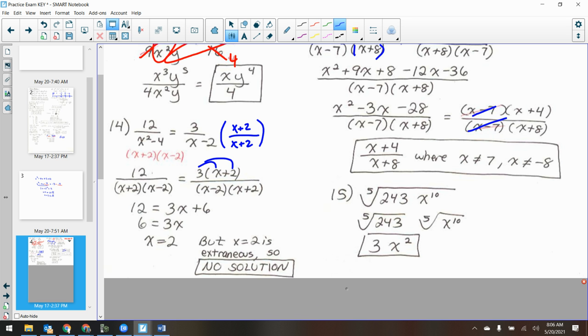But wait, there's more. 2 is not defined. Look back to your original. X cannot be 2 because of this x minus 2 in the left side of the denominator. So while 2 looks like it would be a solution, it's extraneous, so there is no solution to this equation.